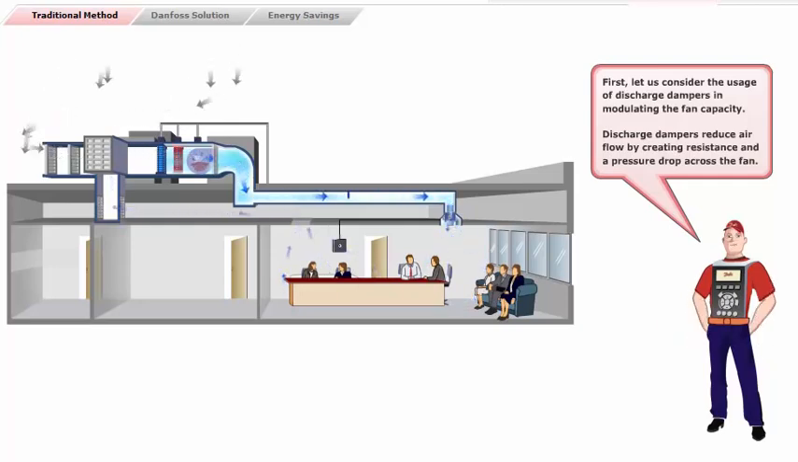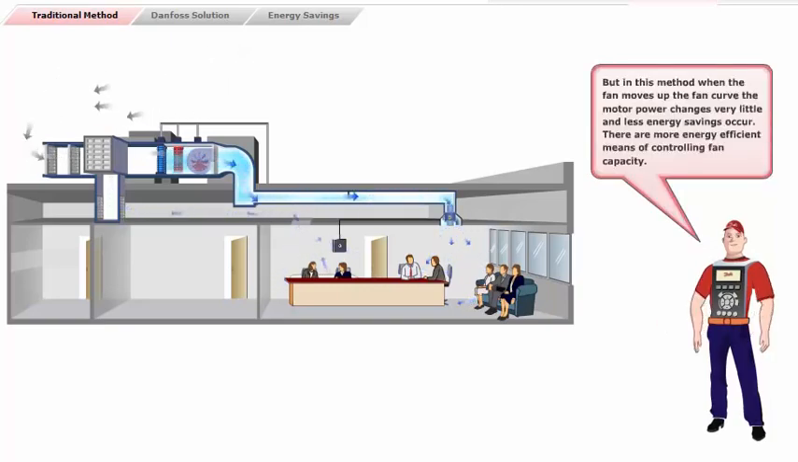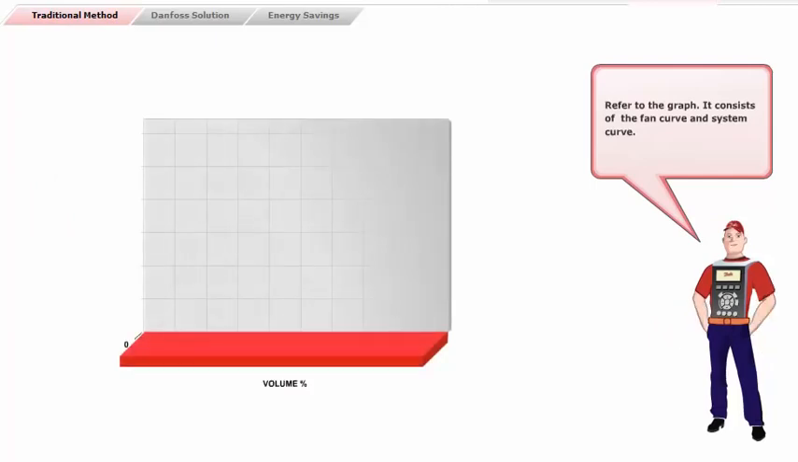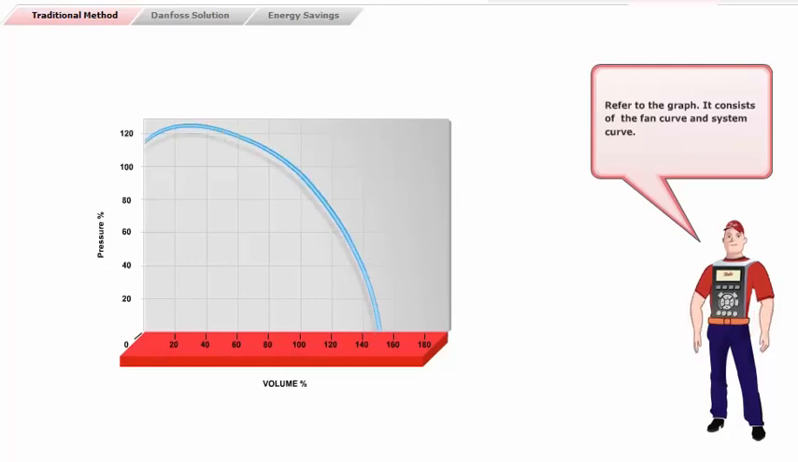Discharge dampers reduce airflow by creating resistance and a pressure drop across the fan. But, in this method, when the fan moves up the fan curve, the motor power changes very little, and less energy savings occur. There are more energy-efficient means of controlling fan capacity. Refer to the graph. It consists of the fan curve and system curve.